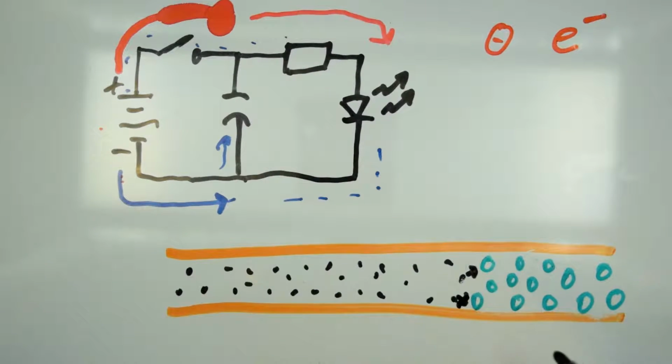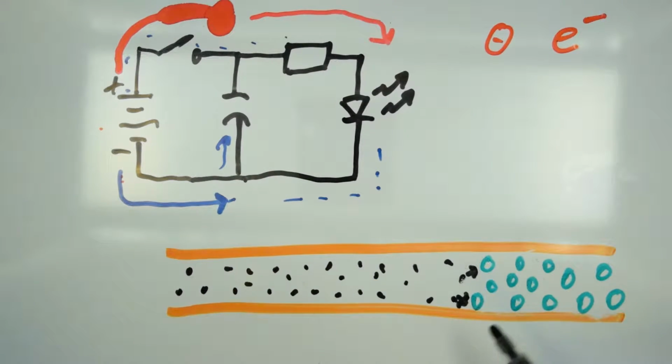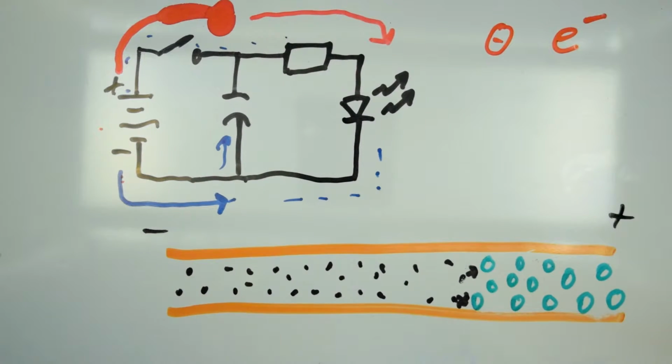And of course, depending on how you look at it, either the holes are moving in this direction, which would be conventional current flow, so the holes would be going in this direction, or if you're looking at it via electron flow, the electrons are flowing in this direction.